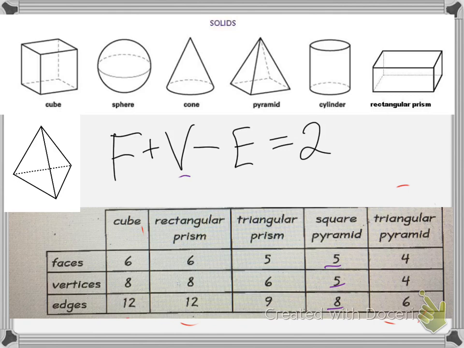Let's try the triangular prism. So the number of faces is 5. The number of vertices is 6. The number of edges is 9. 5 plus 6 is 11. 11 minus 9 is 2. So this works every single time.